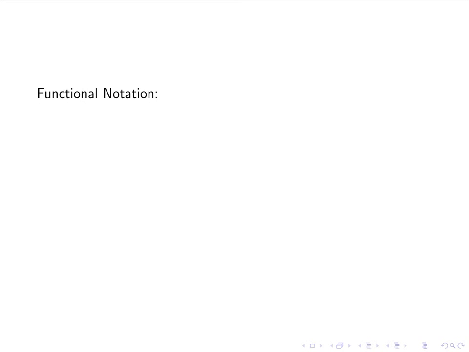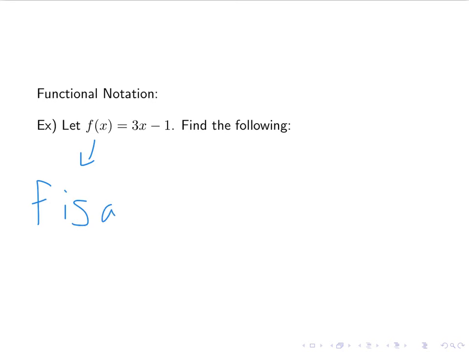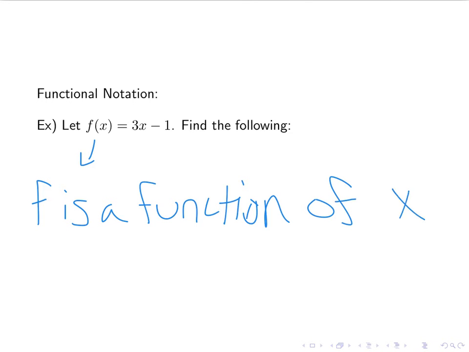So the last part of this section is on functional notation. So our function notation looks like f and then parentheses x. So this stands for f is a function. So we usually use f because function starts with an f, but it doesn't always have to be f. So f is a function of x.